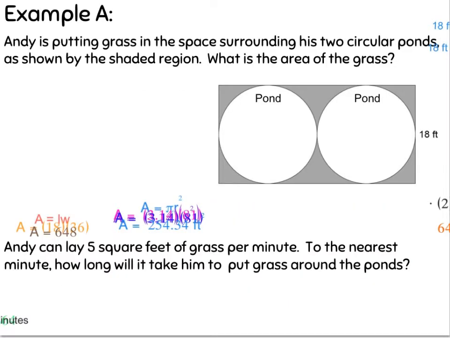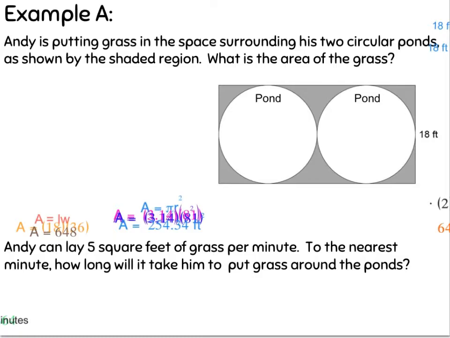Example A says Andy is putting grass in the space surrounding his two circular ponds, as shown by the shaded region. What is the area of the grass? So we're looking for just the shaded region. And there's a second question. Andy can lay 5 square feet of grass per minute. To the nearest minute, how long will it take him to put the grass around the pond?